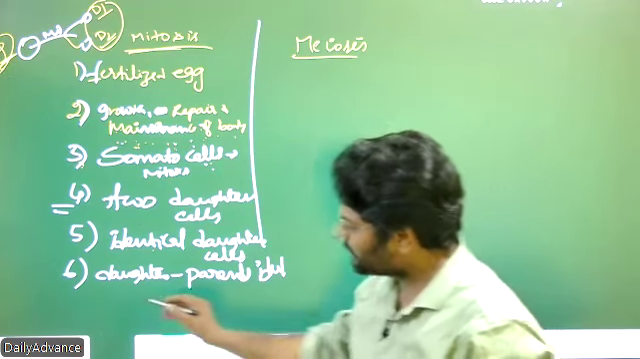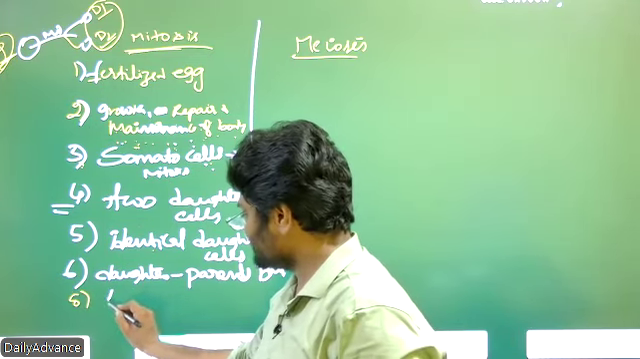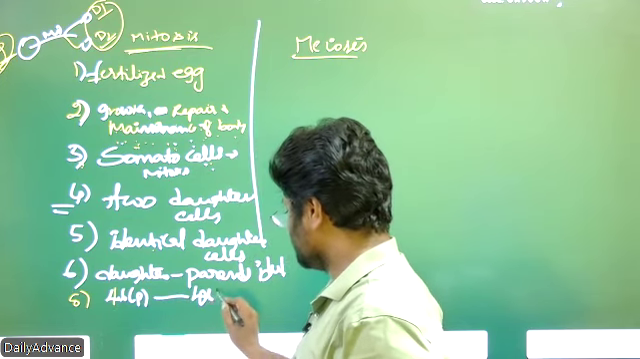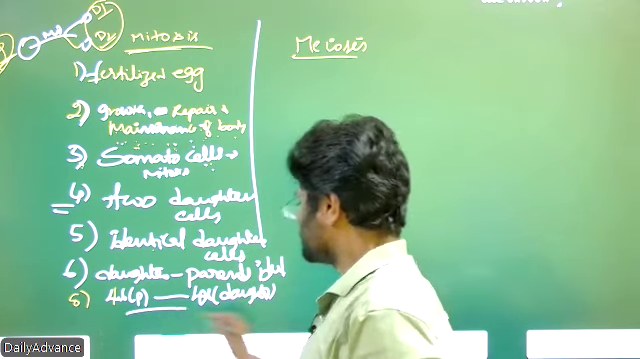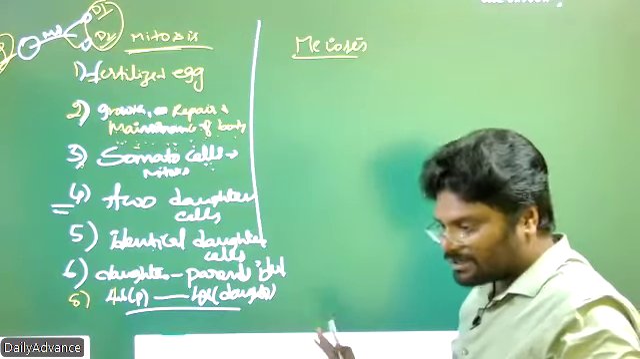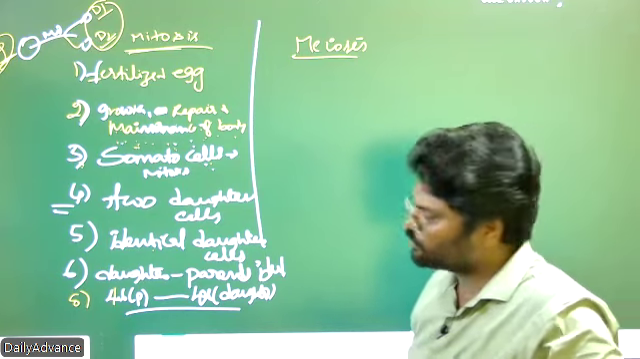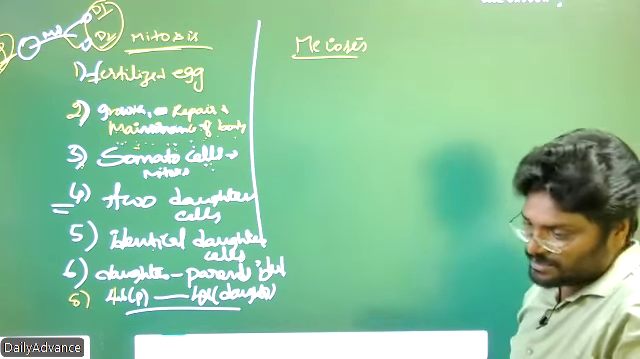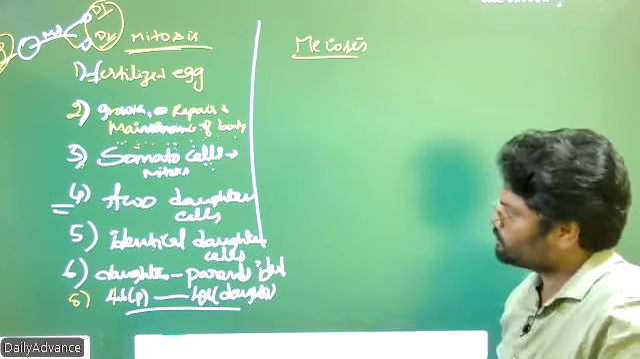The number of chromosomes is 46 in the parent and 46 in each daughter. Understand? So this is mitosis. Tomorrow I will show the complete cell division. The basics will take, I am assuming, two classes, it might take three classes also. Once you build all these basics, the rest of the chapters will be a cakewalk.